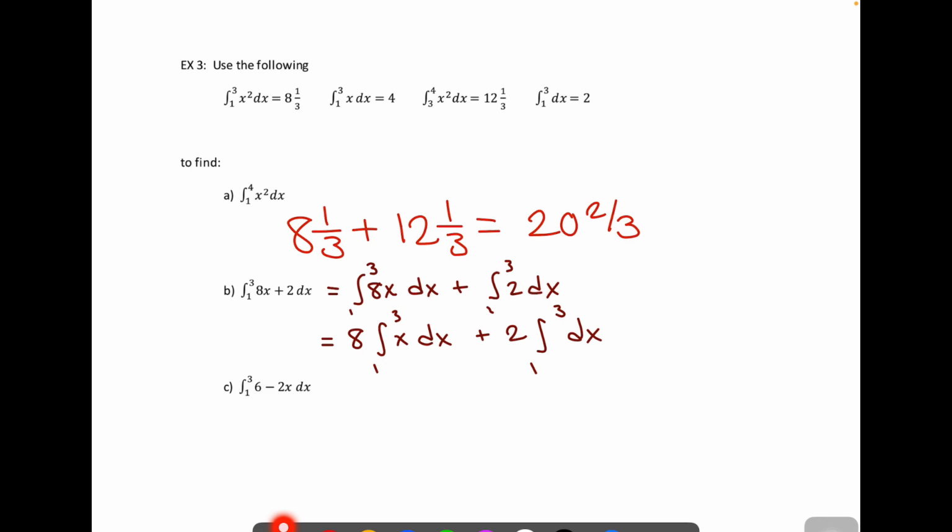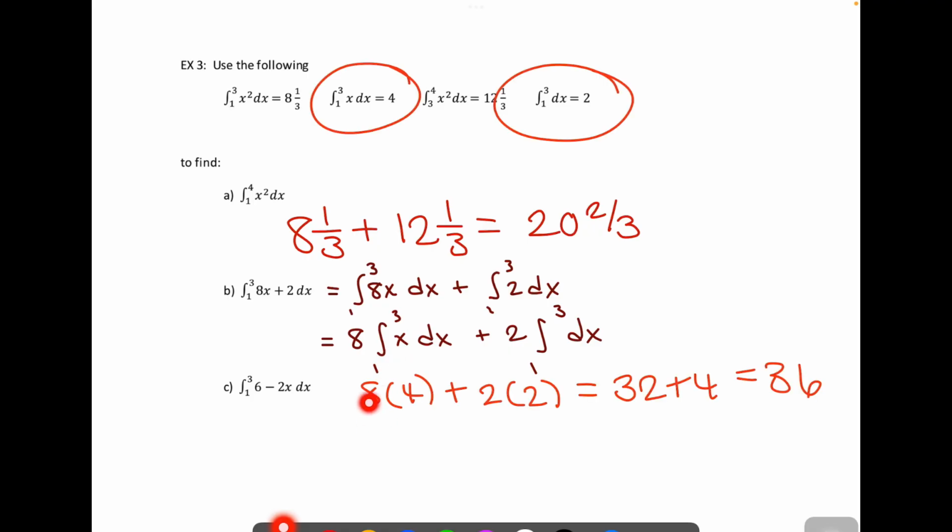So this is going to become 8 times the integral of x dx plus 2 times the integral of 1 dx. And finally, at the top of my screen, they told me what the integral from 1 to 3 of x is. It's 4. And the integral from 1 to 3 of 1 dx is 2. So just plugging those values in, I'm going to get 8 times 4 plus 2 times 2. And that simplifies all the way down to 36.